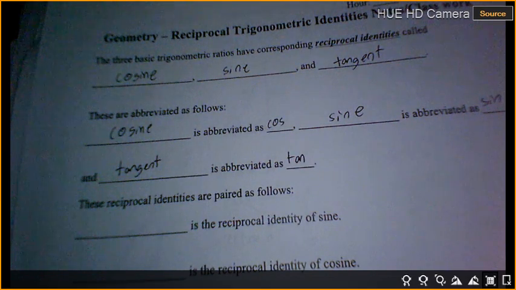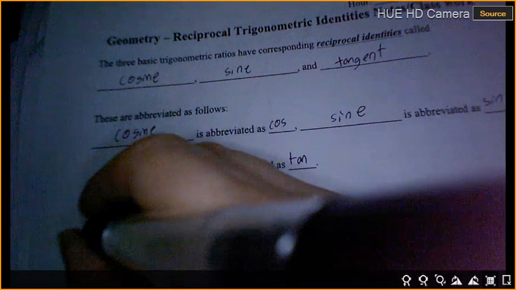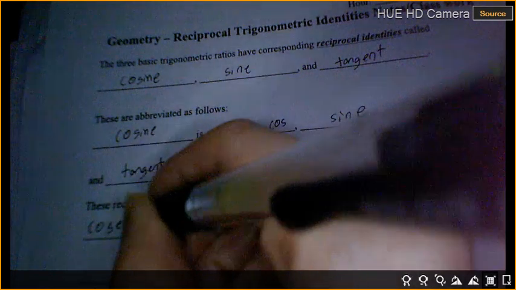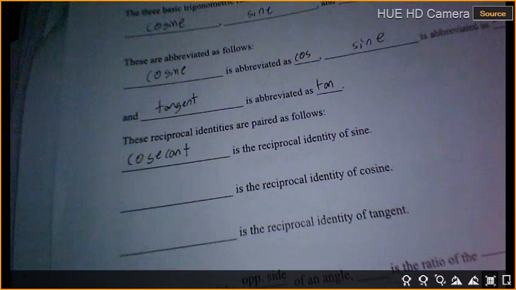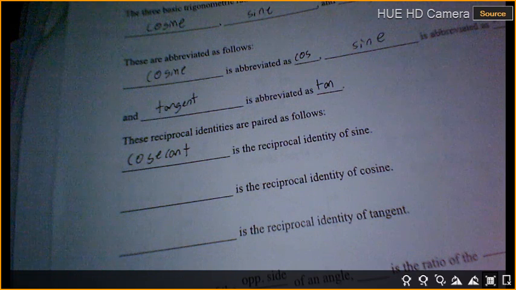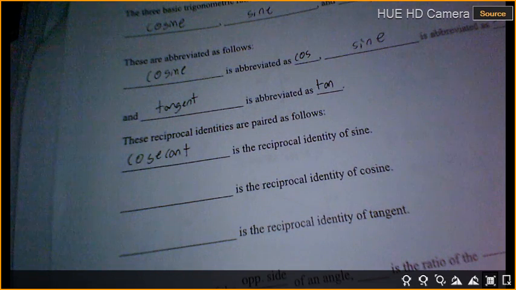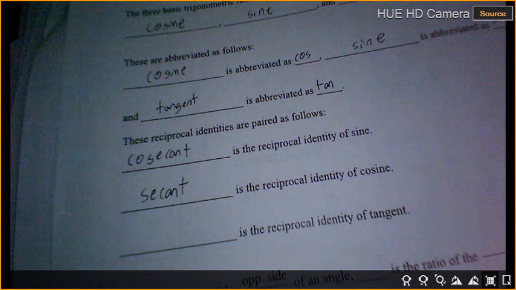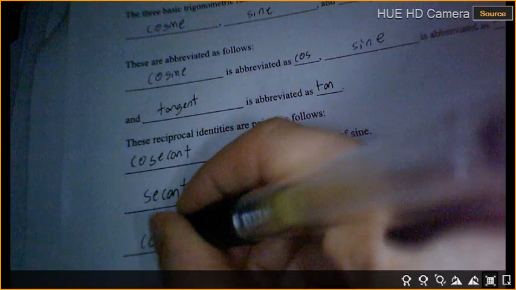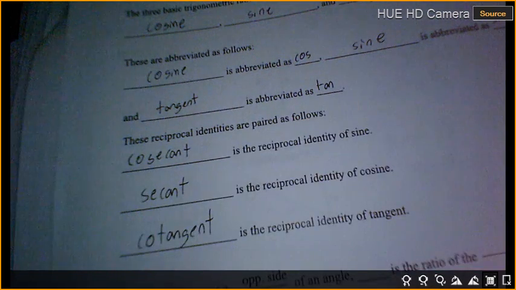And now we have reciprocal identities. So the reciprocal identity for sine is cosecant. Cosecant is the reciprocal identity of sine. So this is new, we have three more that we're going to learn. C-O-S-E-C-A-N-T, cosecant. The reciprocal identity of cosine is secant. And the reciprocal identity of tangent is cotangent. So these are the three new ones that we are going to deal with.